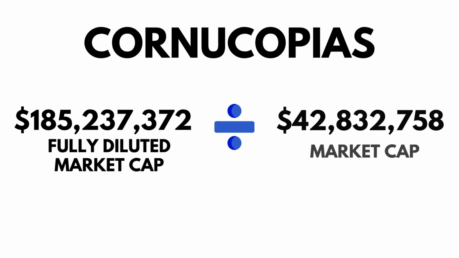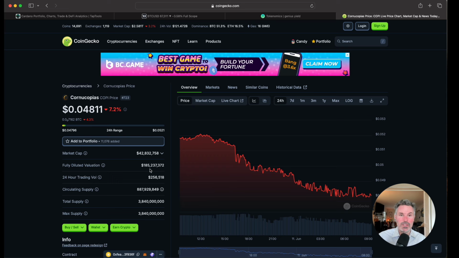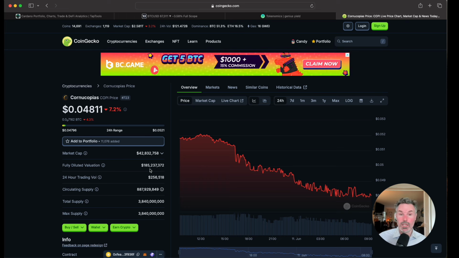So we're going to take 185,237,372. We're going to divide that by 42,832,758. So I get a number, 4.324. Now, is that a high number? Is that a low number? It's relative, right? It's relative. If you don't do these calculations, you might not know whether that's high or low. It could be low. It could be high.